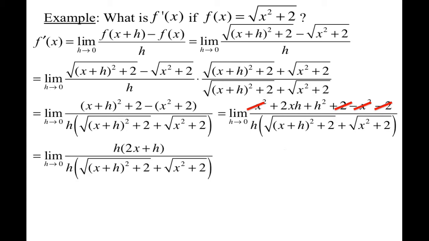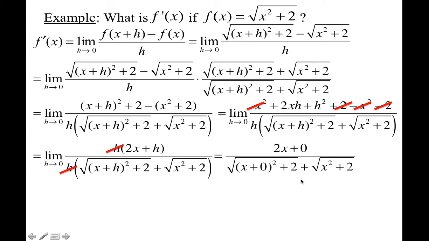Now the h's cancel, and I am left with the following. So I can go ahead and plug in 0 for wherever I see an h to get the following. Now I just simplify. So I got 2x plus 0, just leaves me with 2x.